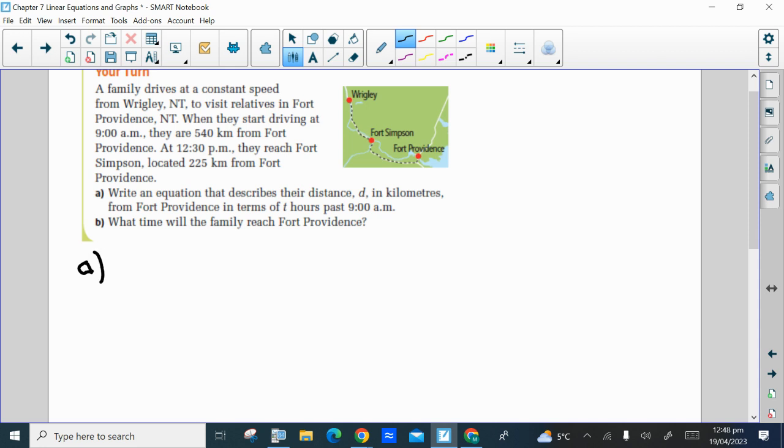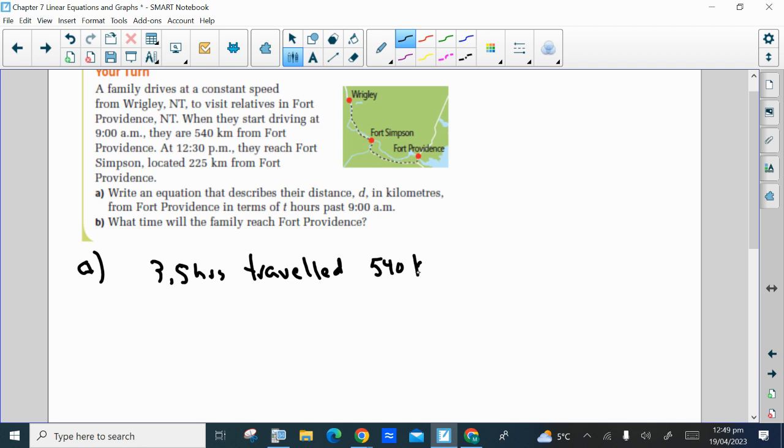So we're going to write the equation. To do that, we need to find the slope, the rate of change, and then we'll also see what our b value will be. So at 9 a.m., they're 540 kilometers from Fort Providence. At 12:30, so that's after 3.5 hours, they will have traveled, and that distance traveled will be found by taking the difference between how far they are from Fort Providence at the start and how far they are at 12:30.